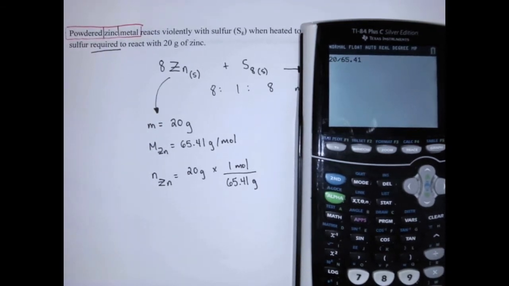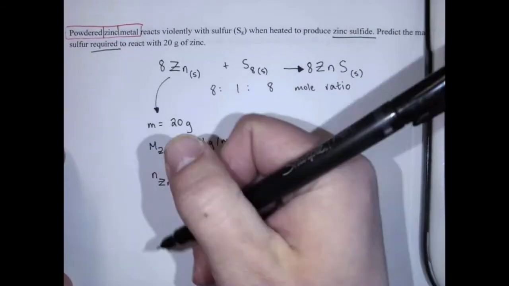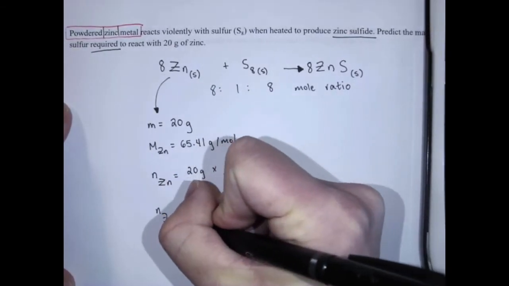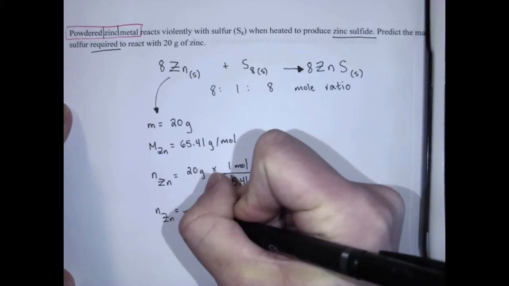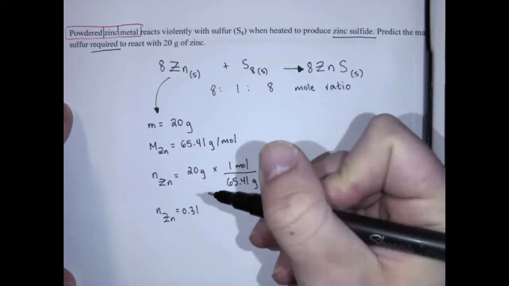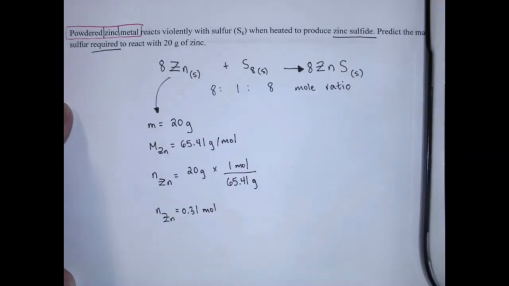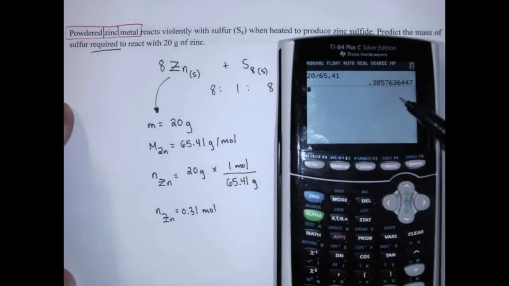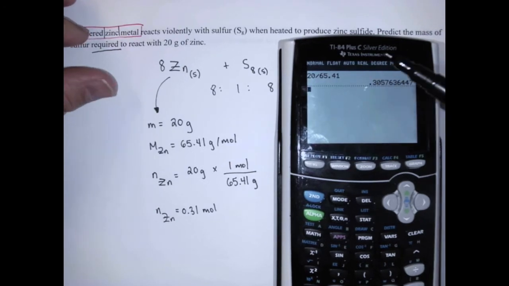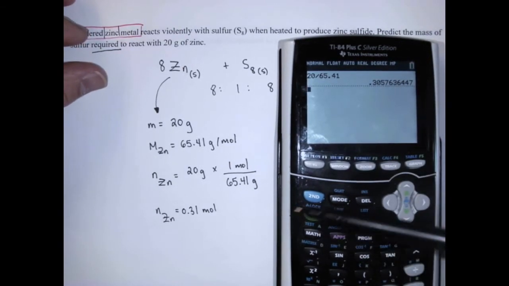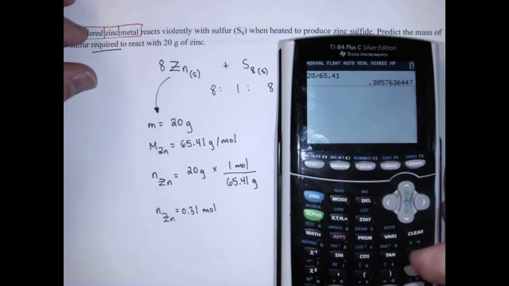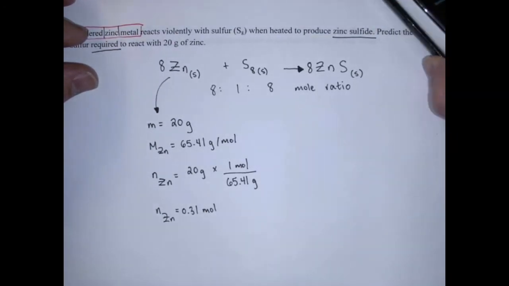So, number of moles of zinc is 20 over 65.41. And that gives us roughly 0.30, let's just say 0.31. I'm going to just keep it as a reference here. Remember, don't round until you get to your final answer. These are really just references for the video to show you the step we're using, but keep this number in your calculator, because we're not going to round to sig digs until we get to our final answer. All right, so that's our moles of zinc.